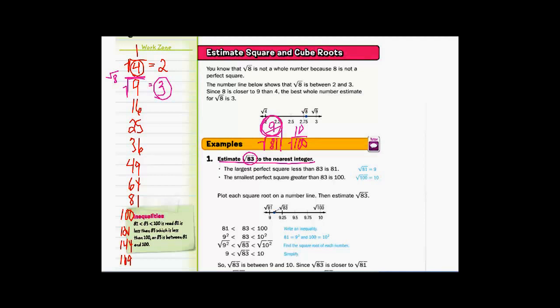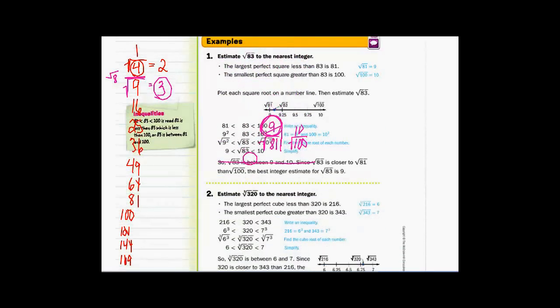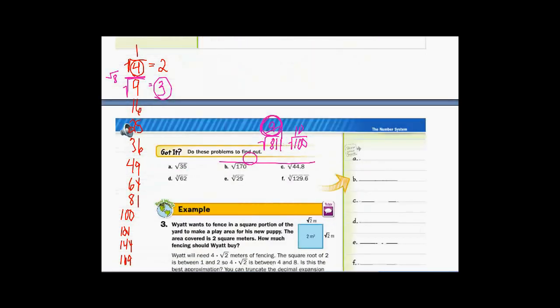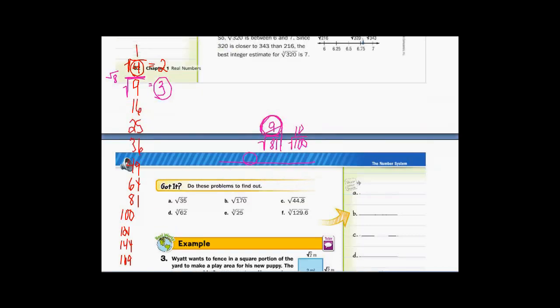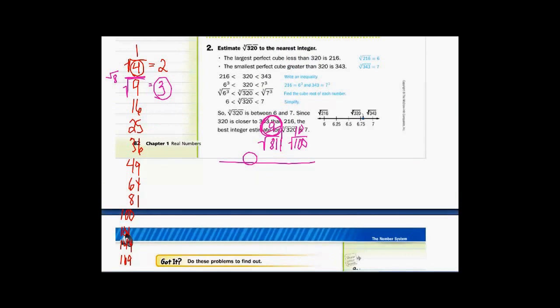All right, let's go down here and try a few. This time it wants a cubed root. So the cubed root of 320. Cubed root of 320. So again, let's talk about some perfect cubes.